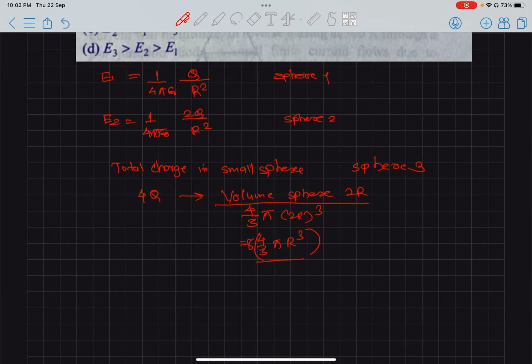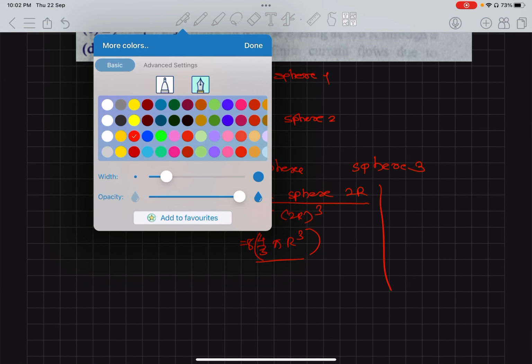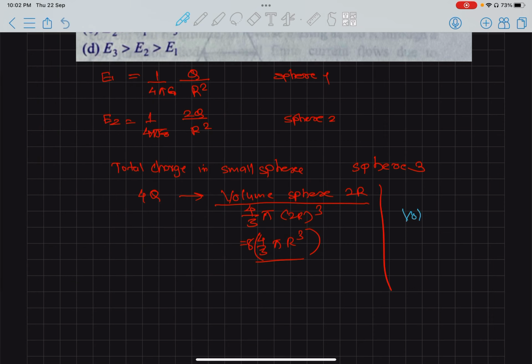So I will write down over here what will be the volume of the smaller sphere. The volume of the smaller sphere through point P is 4 by 3 pi r cube, because it has a radius r. Okay, and this volume of the sphere with radius 2r is 8 times the volume of the smaller sphere.